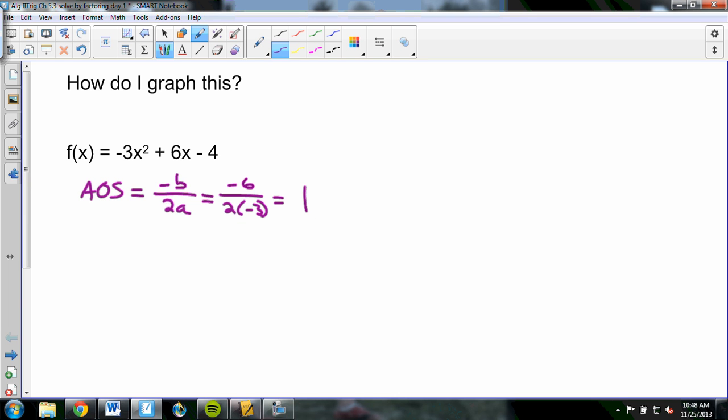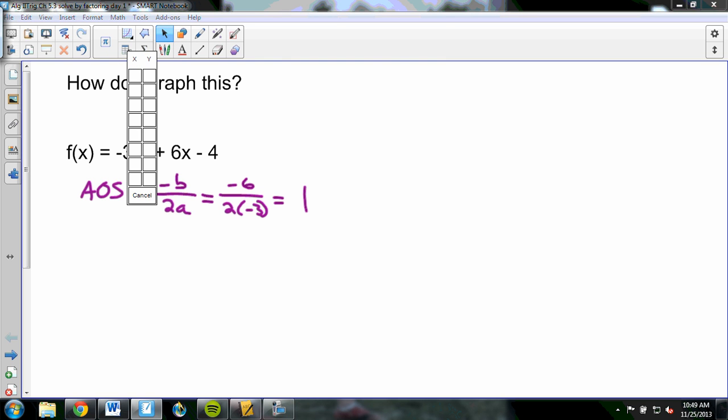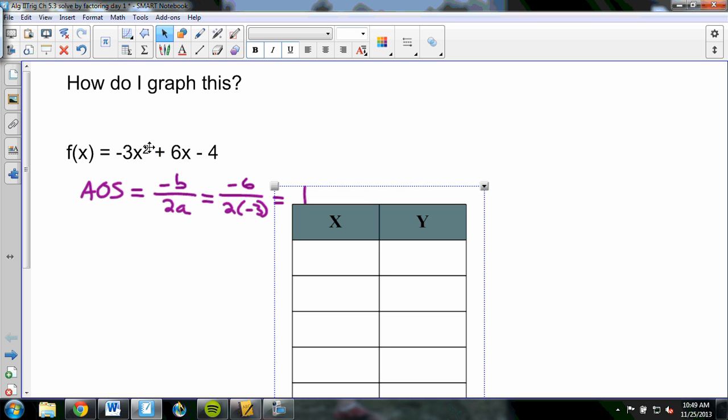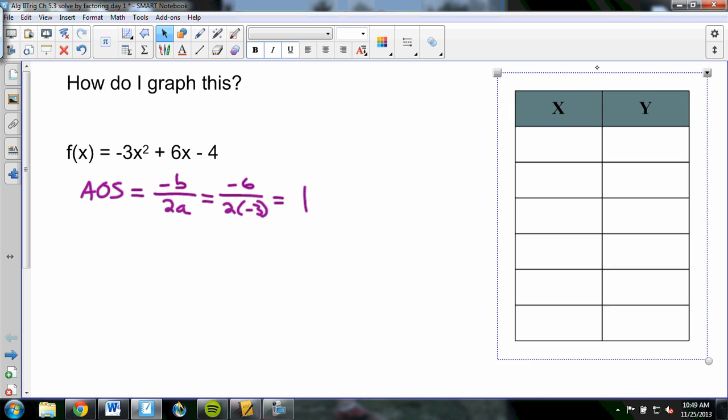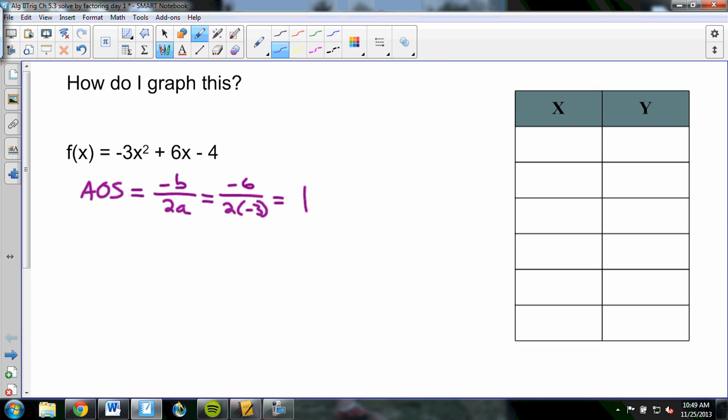Here we make a table. And you're going to put the 1 in the middle for the x. And you're going to put like 0, a negative 1, or a negative 2, and then a 2 over 3. I didn't mean to go quite that high, but that'll work. You're going to plug the x into the equation, and you're going to find the y. What does f of 1 get me?